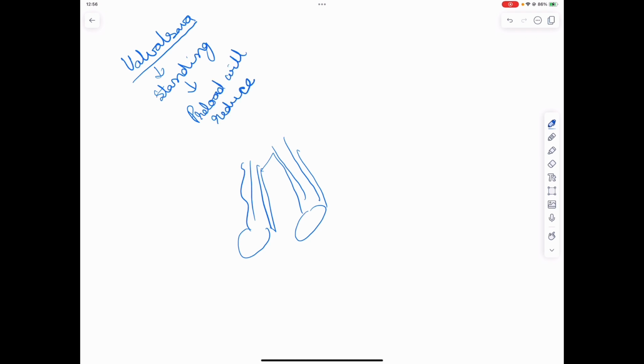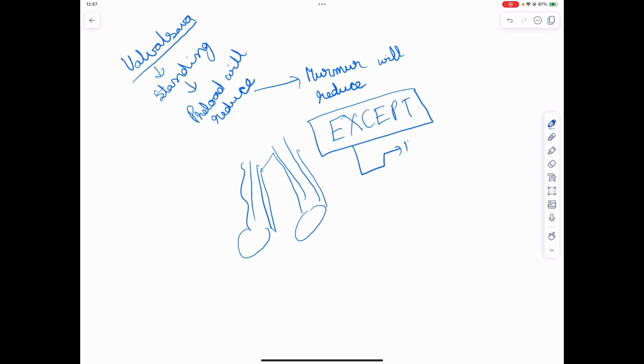So remember, there's a dictum that when the preload reduces, that means the blood flowing to the heart is reduced. That means that most of the murmurs that we are seeing will reduce, except HOCM and mitral valve prolapse. I've already told you that when a chief minister is standing, then his murmur would increase because he would start speaking. So like that you can remember.